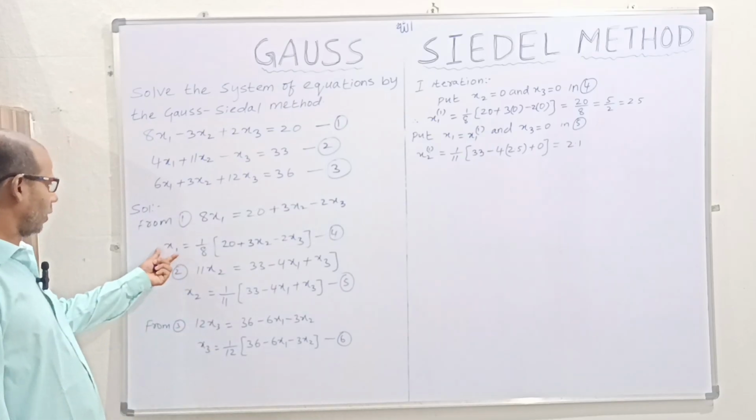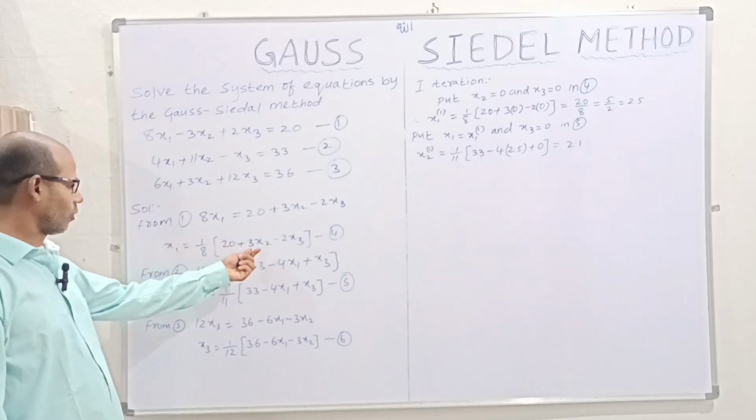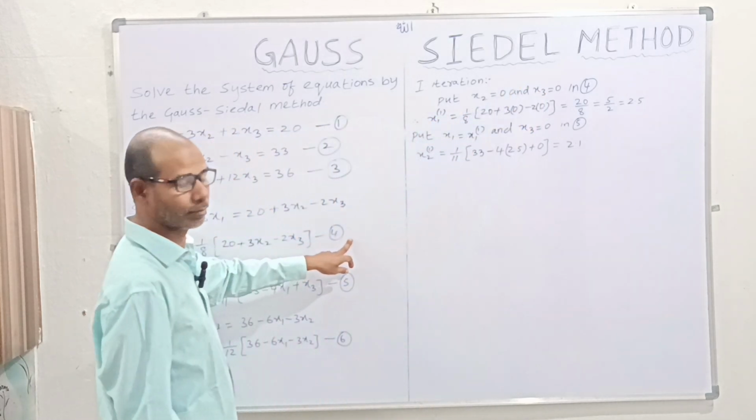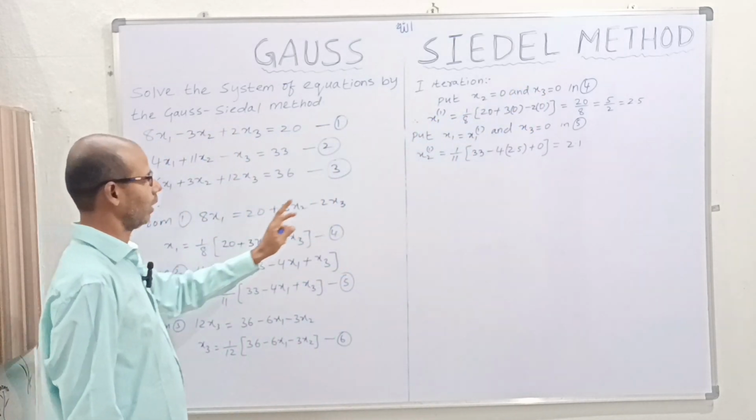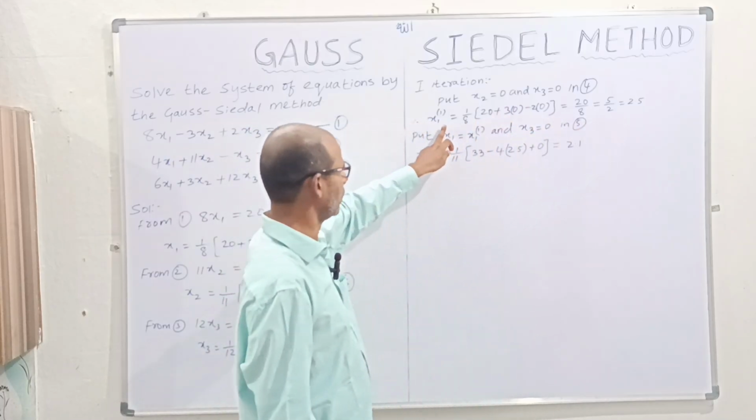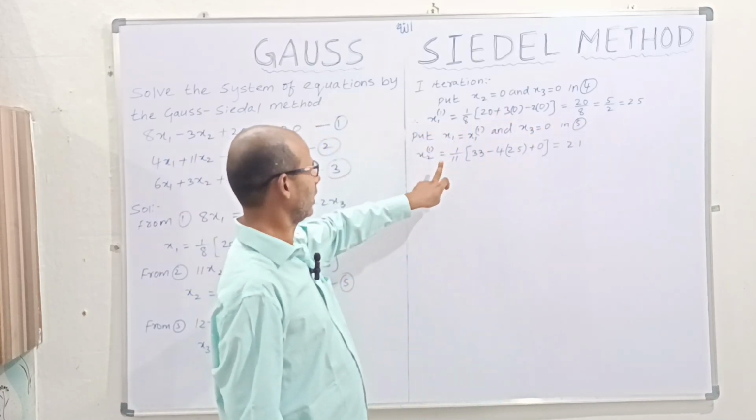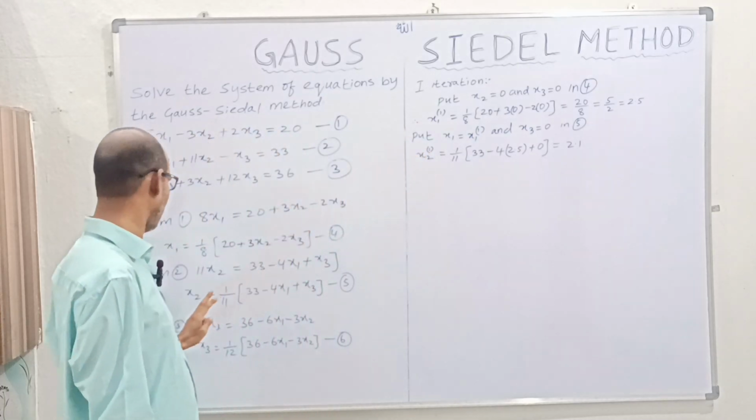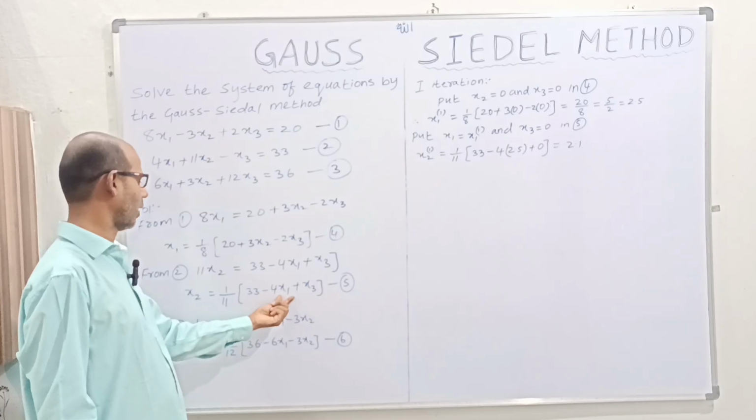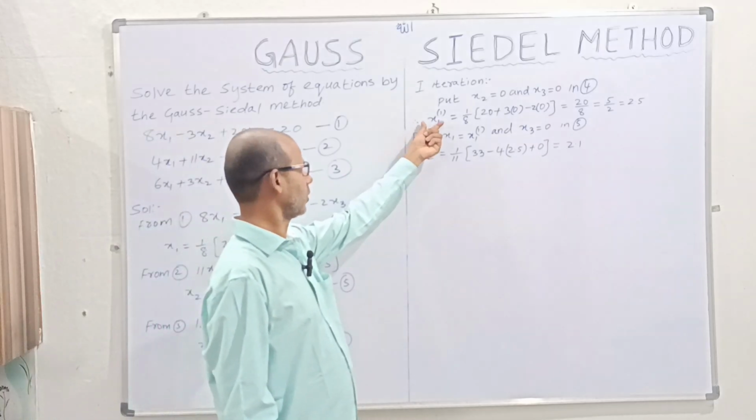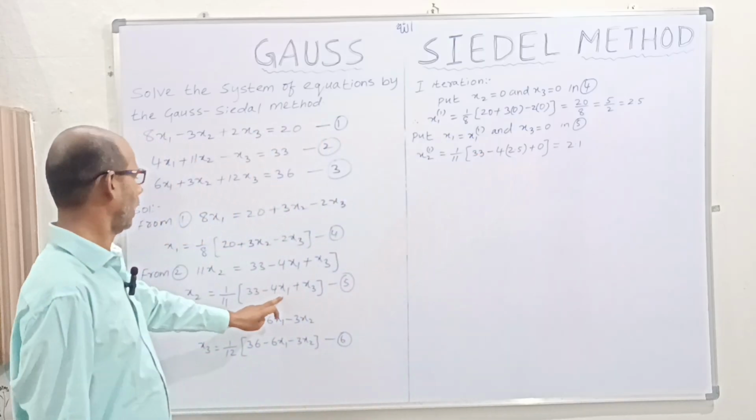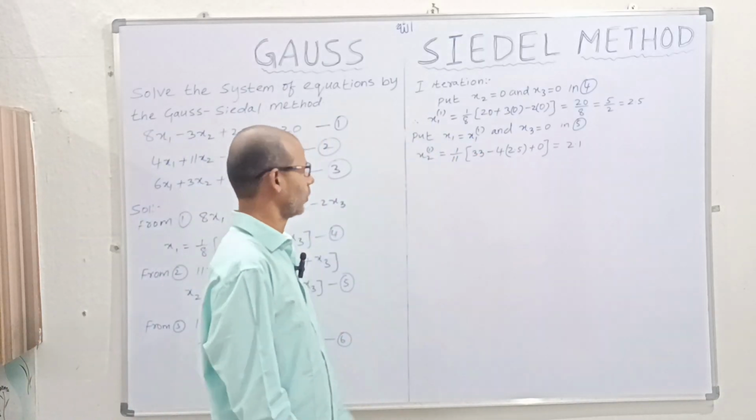So for the first iteration of x1, we put x2 equal to 0 and x3 equal to 0 in equation 4, and we got the first iteration of x1 as 2.5. Now we use this value to get the first iteration of x2. Here we use the value obtained from the first iteration, x1 as 2.5, and x3 as 0.